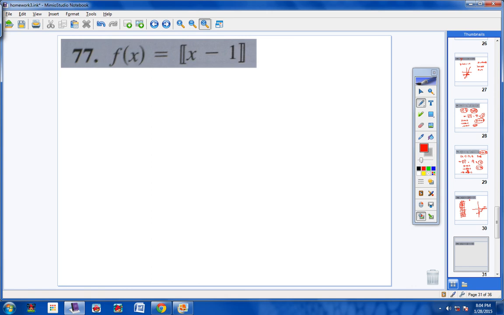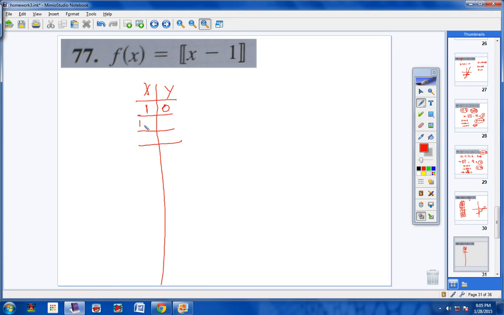Let's try number 77, okay? 77, let's start with the real easy number like 1, okay? It's going to be a little interesting. I've got to be really careful here. So here we go. Let's put in 1. Make this really long here, okay? We'll put in 1. 1 minus 1 is 0, and the greatest integer of 0 is 0, okay?